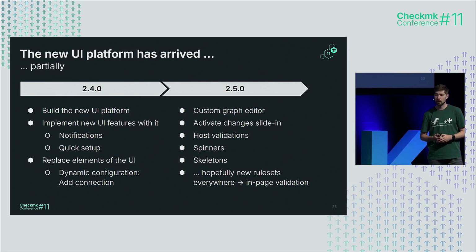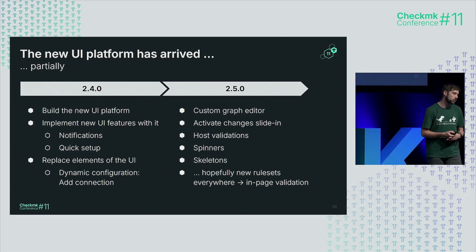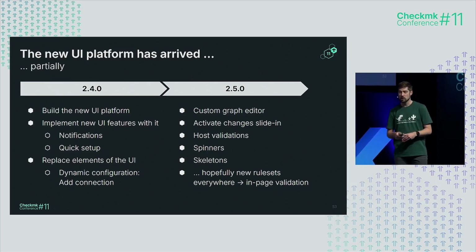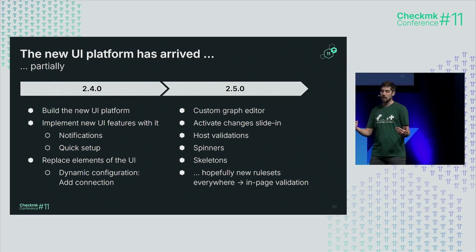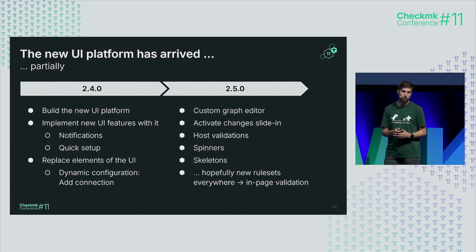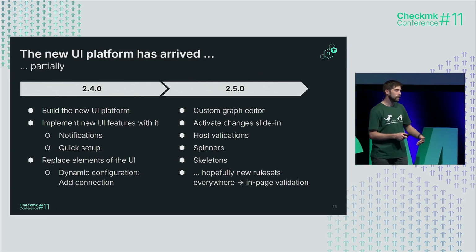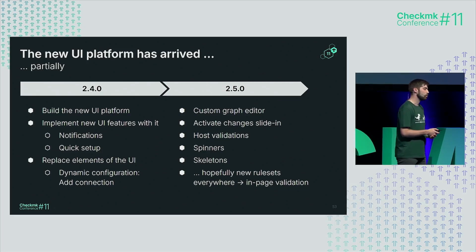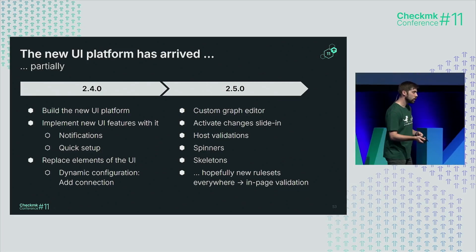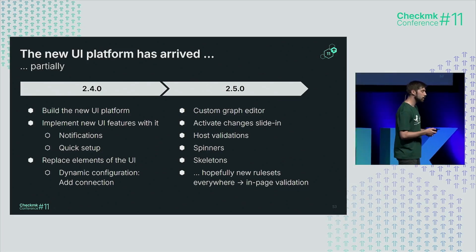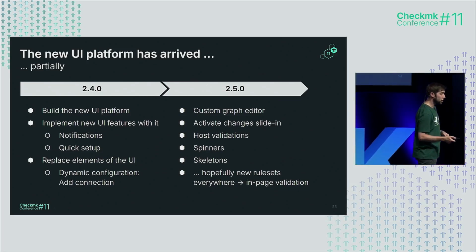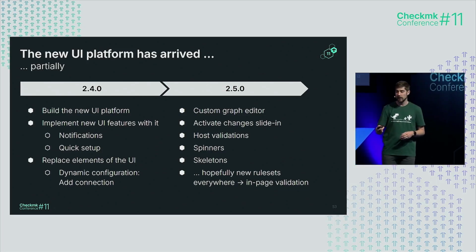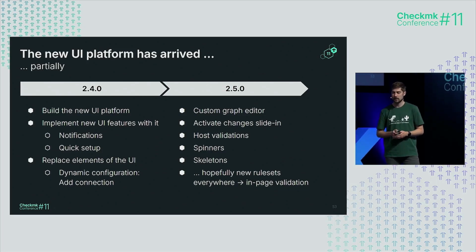In 2.5, we want to continue down that journey. One of the things that we will have a deep look into is the custom graph editor. Also there we will use the platform. The editor itself and the custom graphs, they will become much, much more important because of the new metric backend and the OpenTelemetry integration. Something that Martin already showed is the activate changes slide-in, and also this is powered by our new platform. The host validations, something like the spinners or maybe the skeletons, all of this will be front-end implementations. And last but not least, hopefully new rule sets everywhere.